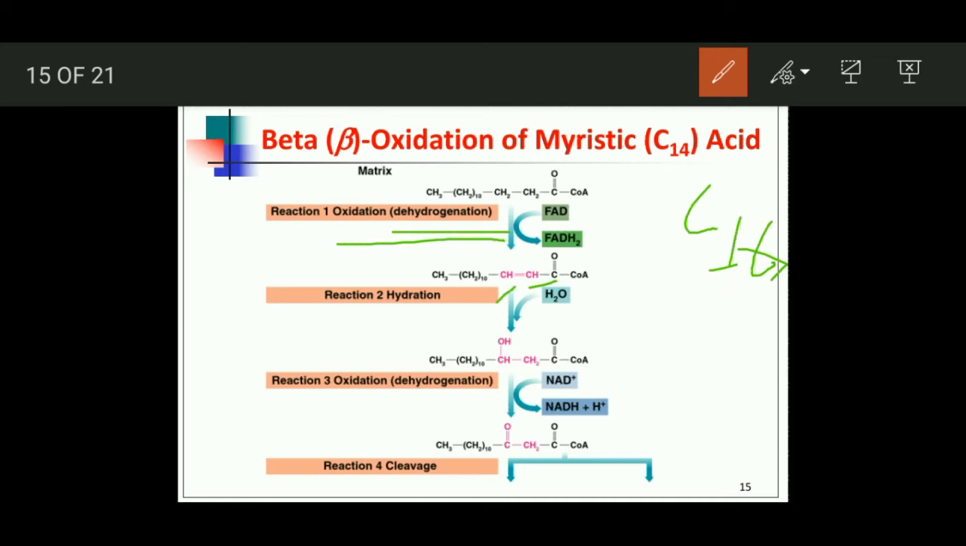Yeah, the same concept as you have already discussed. And then the second step is hydration. Now an H2O molecule will add up, and a hydroxyl structure is formed. And the third step is oxidation again, which is again dehydrogenation. Again this hydroxy group converts into the keto group. As you can see, the oxidation is taking place. So this is the idea.